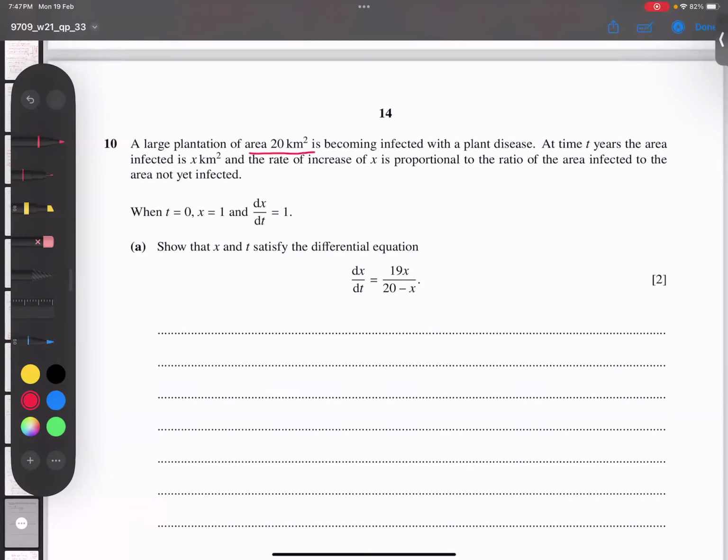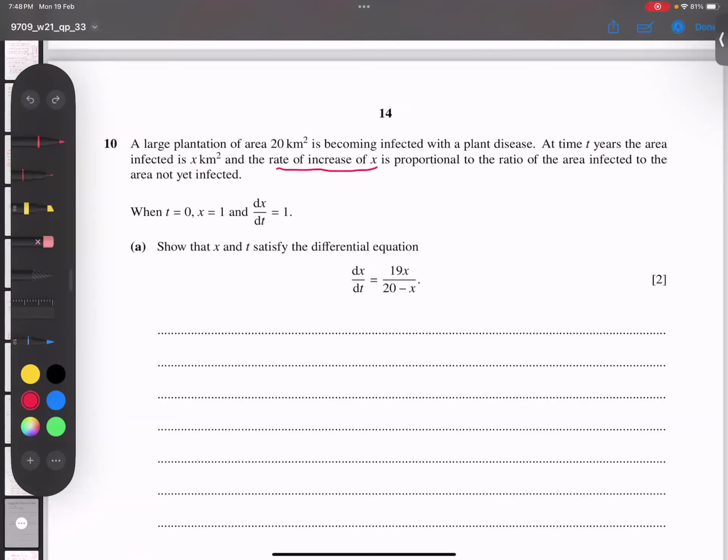A large plantation of area 20,000 kilometers square, this much is becoming infected by a plant disease. So the total area is 20 kilometers square and it is becoming infected. At a time T years, the area infected is X. So X represents the infected area.